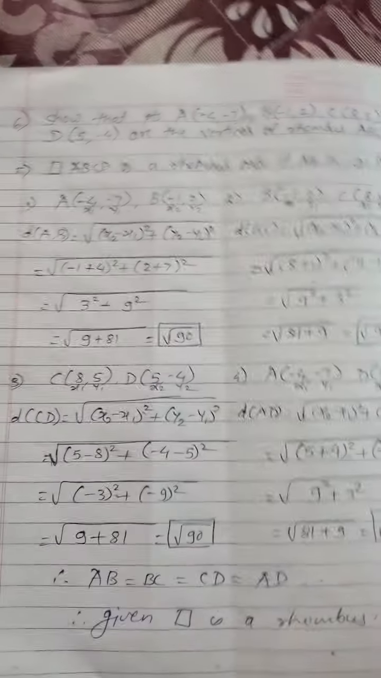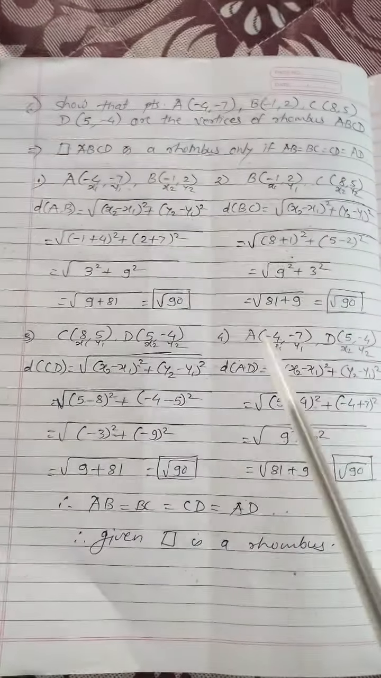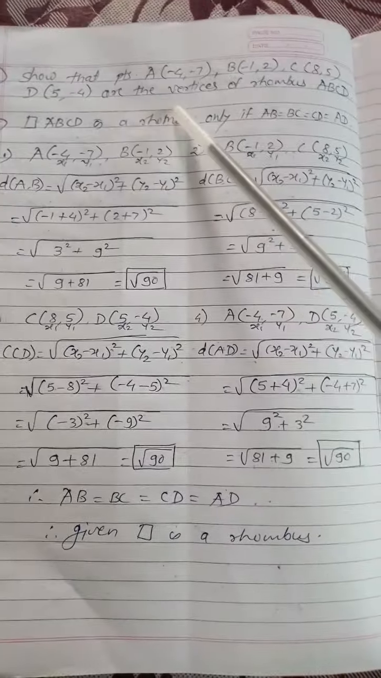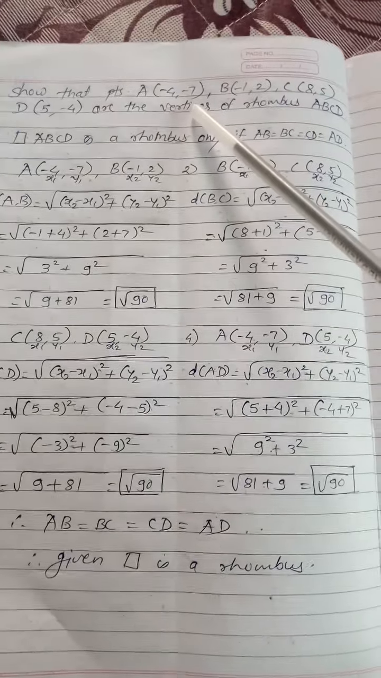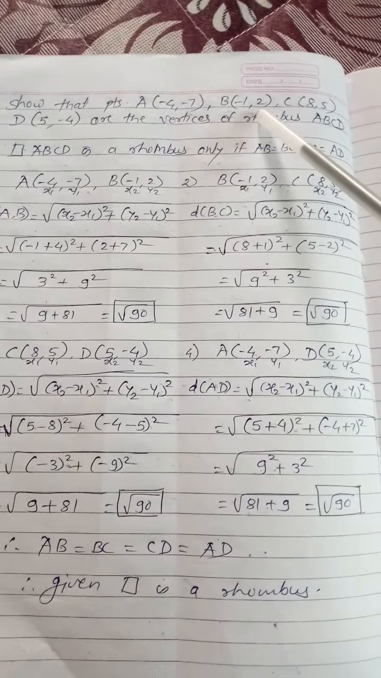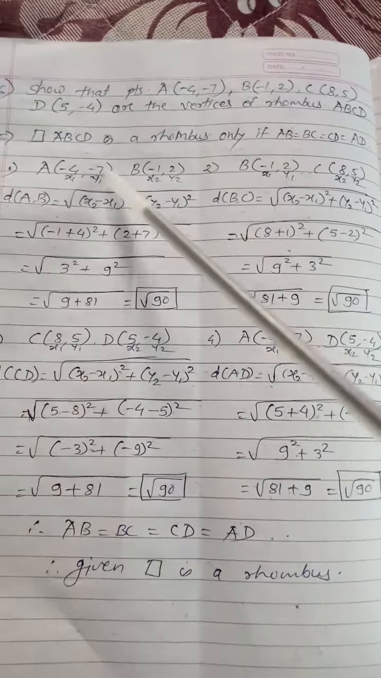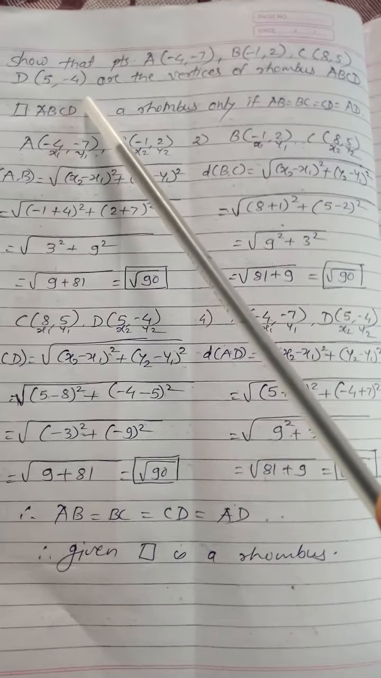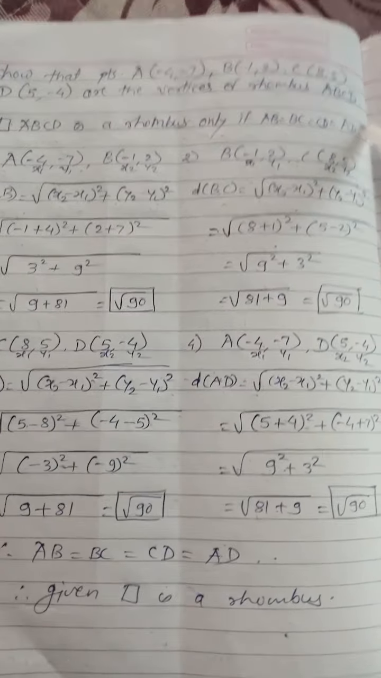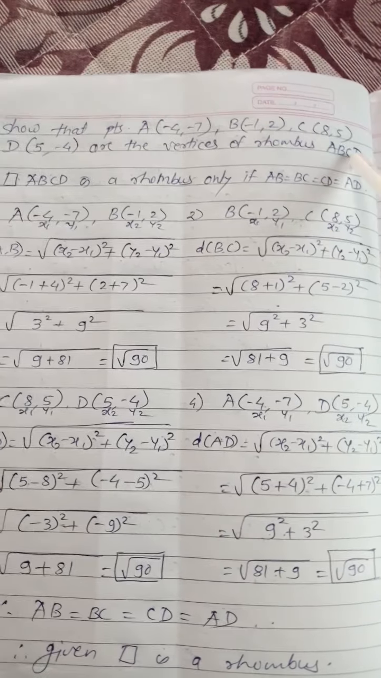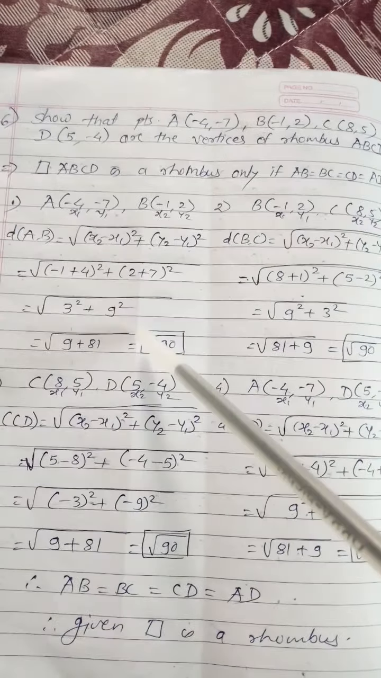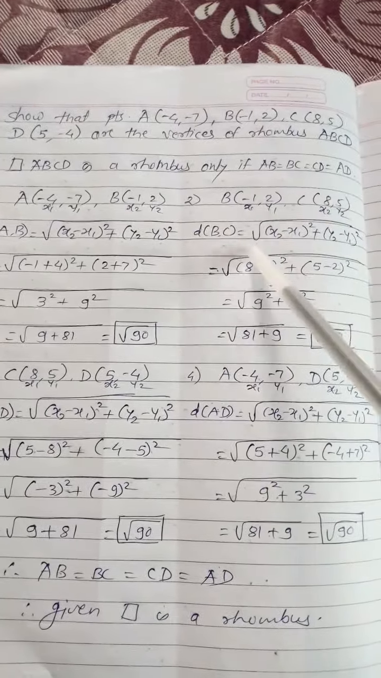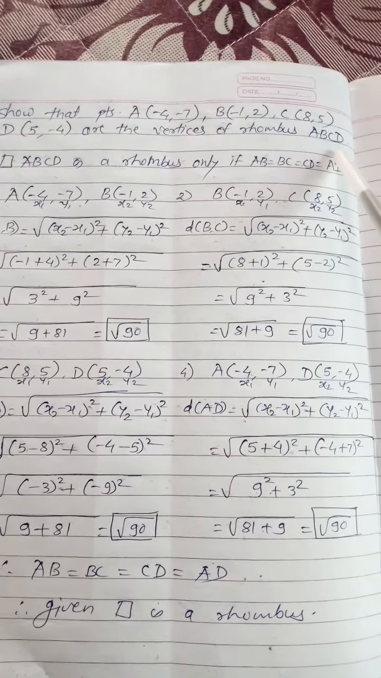Now the next example, example number 6. Show that the points A(-4, -7), B(-1, 2), C(8, 5) and D(5, -4) are the vertices of the rhombus ABCD. Again it is the same kind of example as question number 5. Here I am going to show that quadrilateral ABCD is a rhombus.